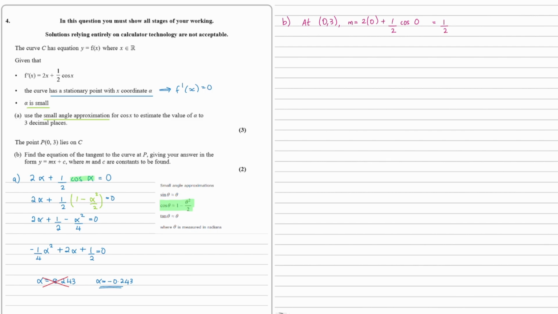From the coordinate, we can see that 3 is also the y-intercept. So in order to write this equation, we can just write it as y is equal to a half x plus 3.